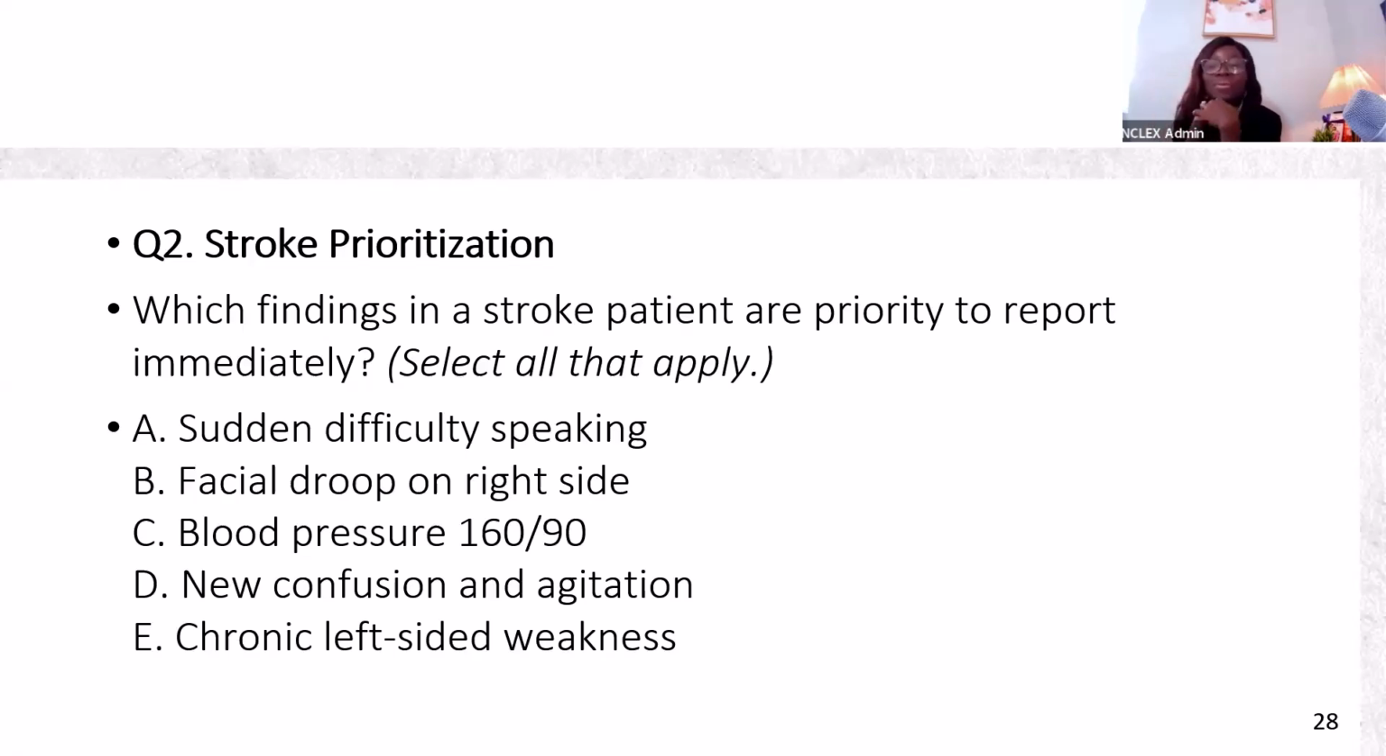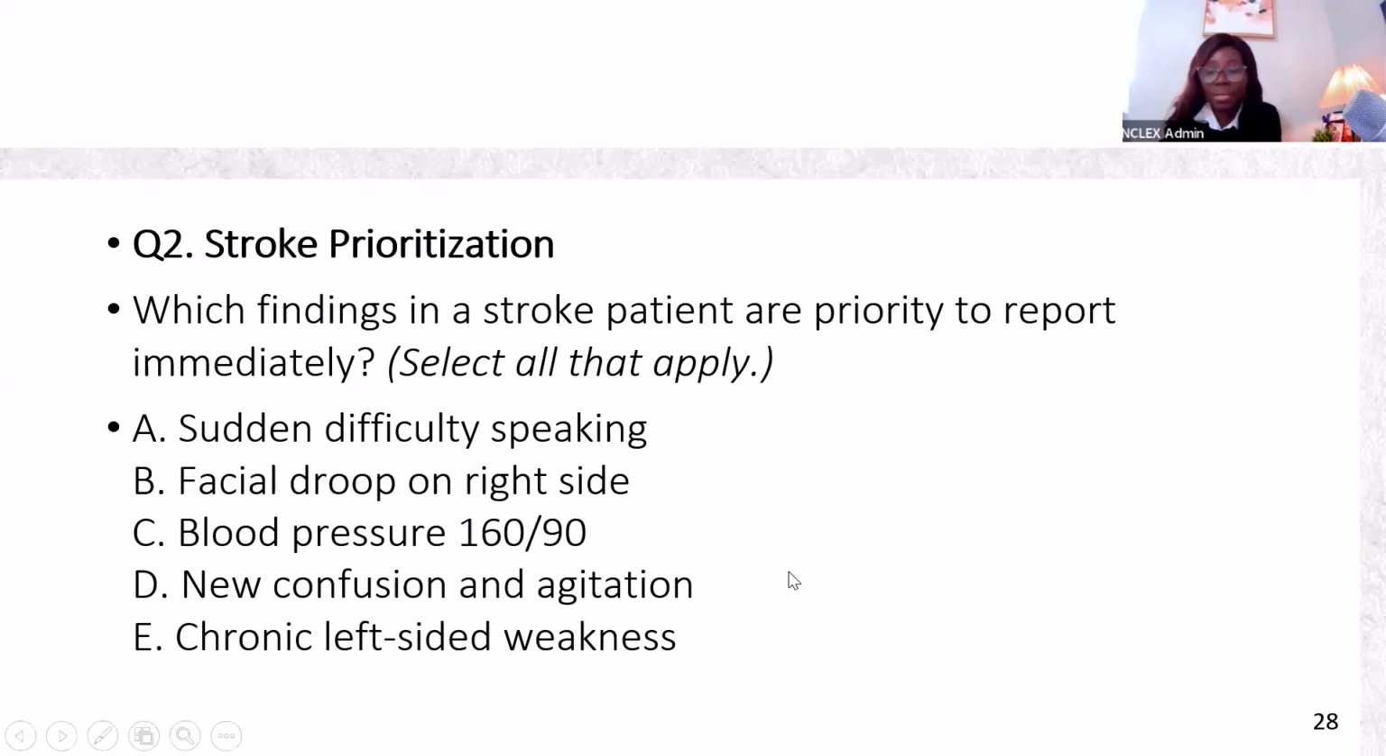Remember the keywords. Anytime you see that something is new and has cropped up, that should catch your attention. But you did not choose D. You must choose D as well. And when you have chronic, it should not be prioritized. Remember, we are looking at prioritization. Yes, it's important, it's good we have that finding, but when you have chronic attached to it, that is not going to kill your patient right now. So what will be a priority to report immediately? It is about what will harm your patient in this very moment. The chronic left-sided weakness will not harm the client.